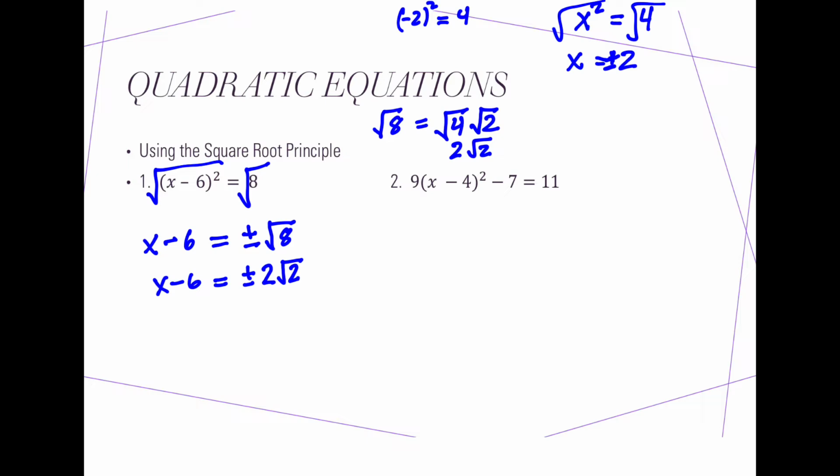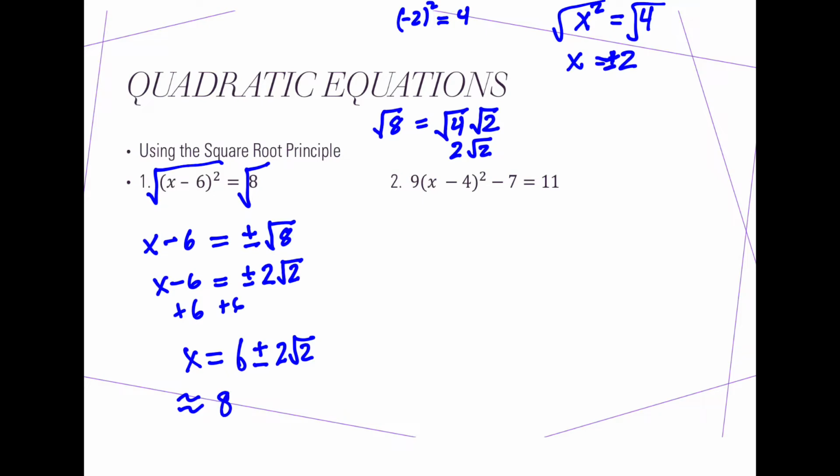And now it's just a matter of solving for x. To get x by itself, I would add 6 to both sides, so I have two solutions, 6 plus 2 square roots of 2, and 6 minus 2 square roots of 2. We can put these into our calculator to get the approximate values as well.